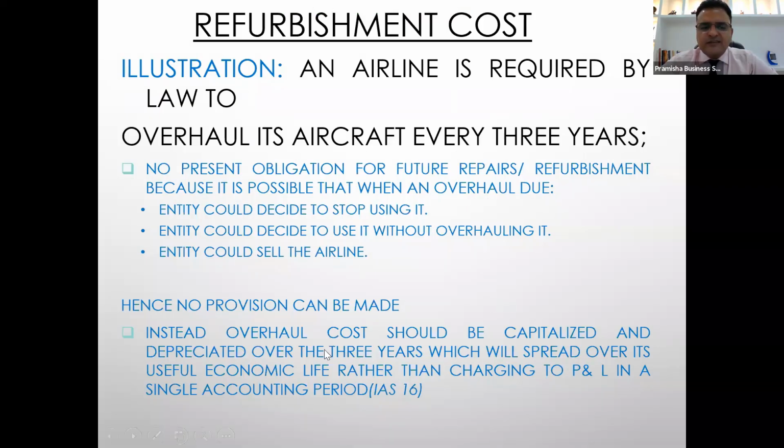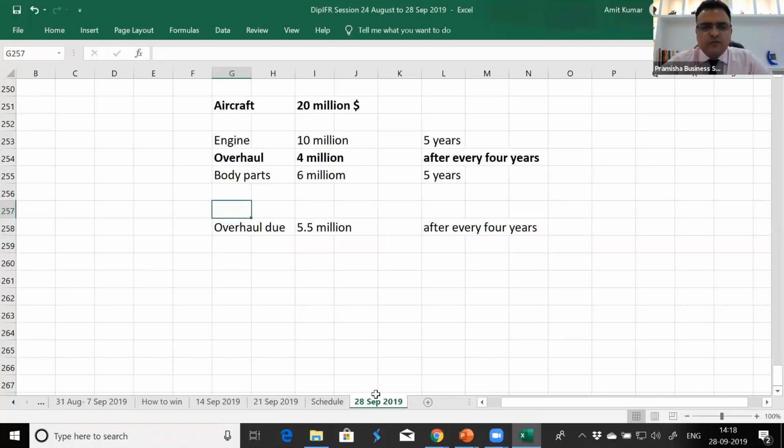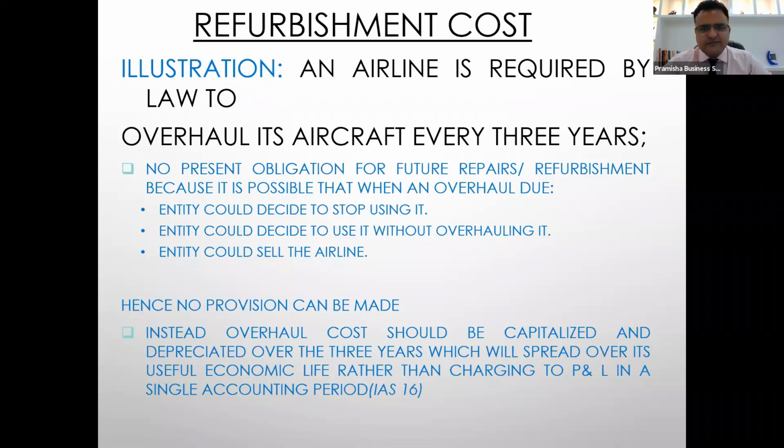Overhaul cost should be capitalized and depreciated over 4 years, which will spread over its useful life rather than charging it to P&L in a single accounting period. Because since it is a significant cost, 4 million is a significant cost, we do not charge it outrightly in the year of purchase. We spread it over all the years which benefit out of it. Hope this is clear.